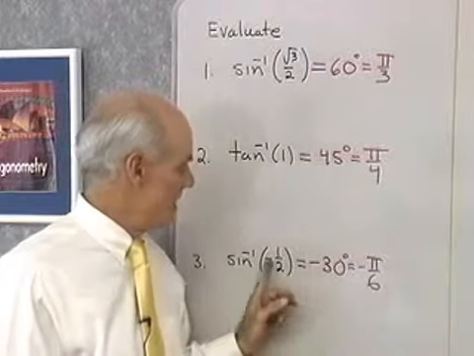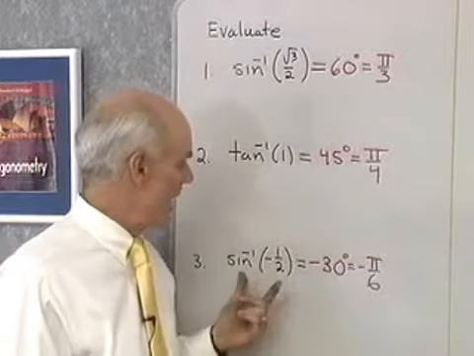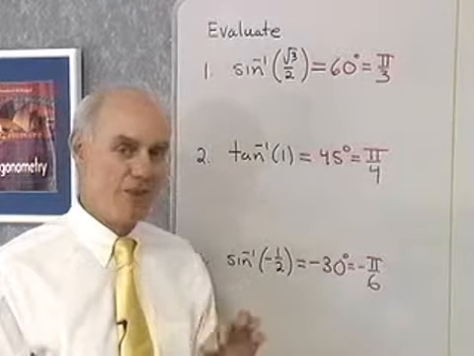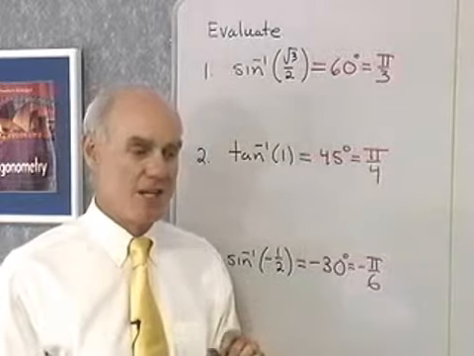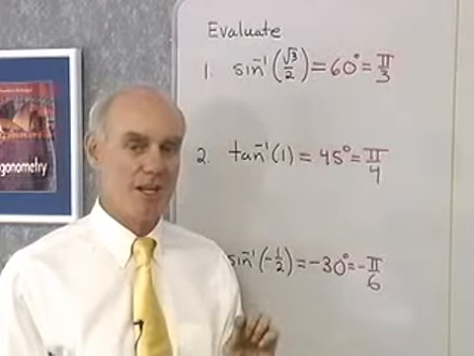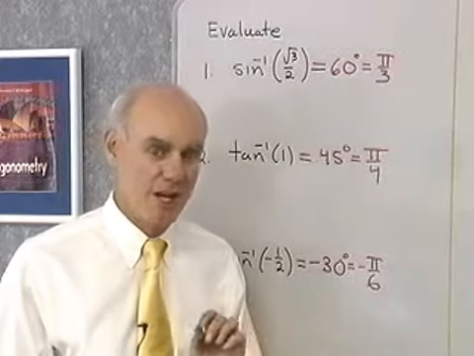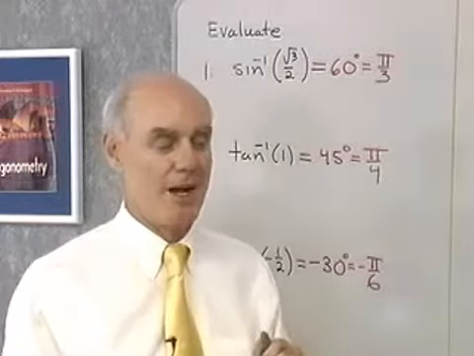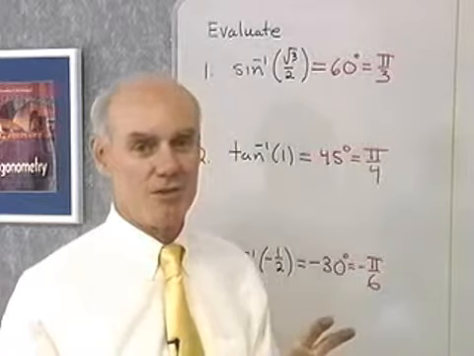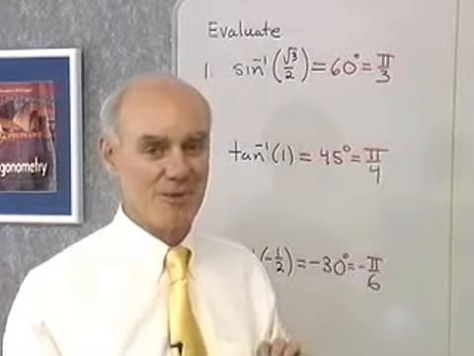So this sign right here tells me what quadrant it's in. I have to know what the restrictions are on the inverse trig function. Sine and tangent are restricted between negative 90 and positive 90. Inverse cosine is restricted between 0 and 180, or 0 and pi. Now, if you're using a calculator to do these problems, your calculator already knows that.